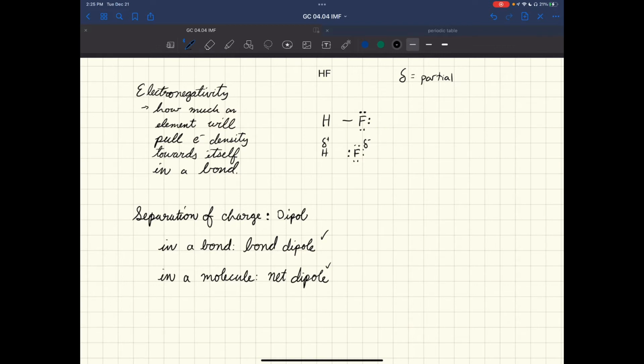And the other way that we will express this, and we'll use this a lot, is we're going to put a little positive sign right next to the positive atom. And then we're going to draw an arrow coming from the positive side, the more electropositive atom, and point it towards the more electronegative atom. So this would be the direction of our bond dipole and also the direction of our net dipole in this case because there's nothing canceling it.